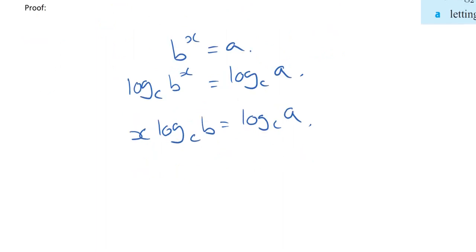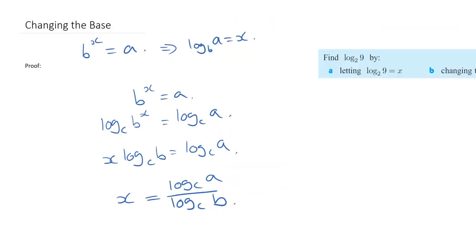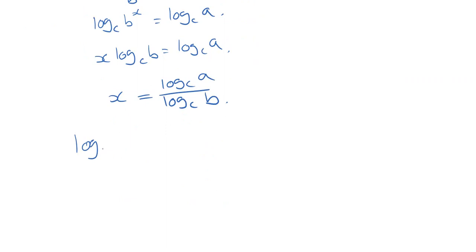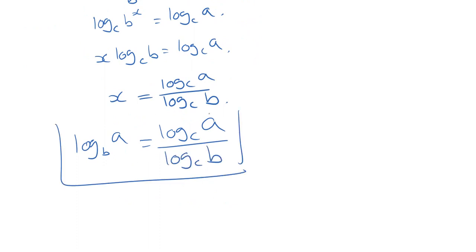Then we can divide through by log base c of b. So we're going to have x is equal to log_c of a, all divided by log base c of b. Okay, final step. Right back up here, we saw that x was log base b of a. Let's write that in. Log base b of a is equal to log base c of a, all divided by log base c of b. So there is our change of base rule, okay, that we can use again and again.